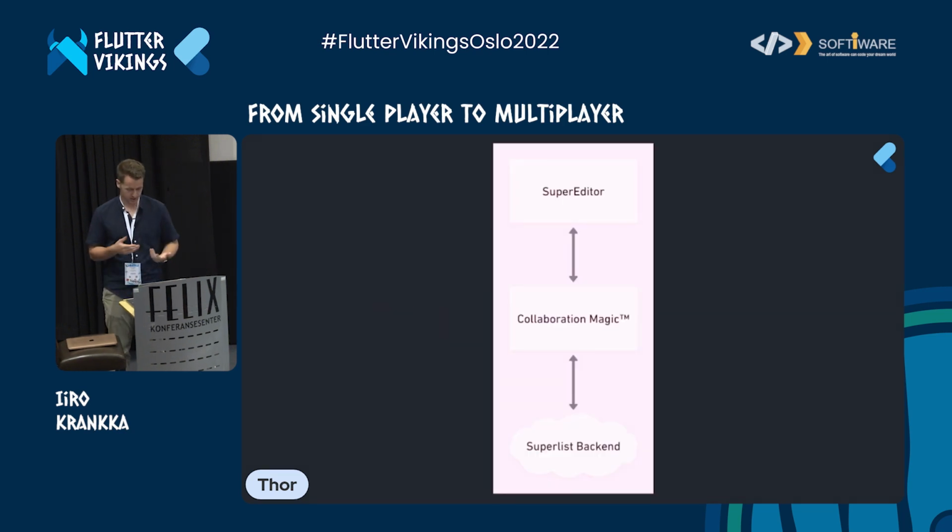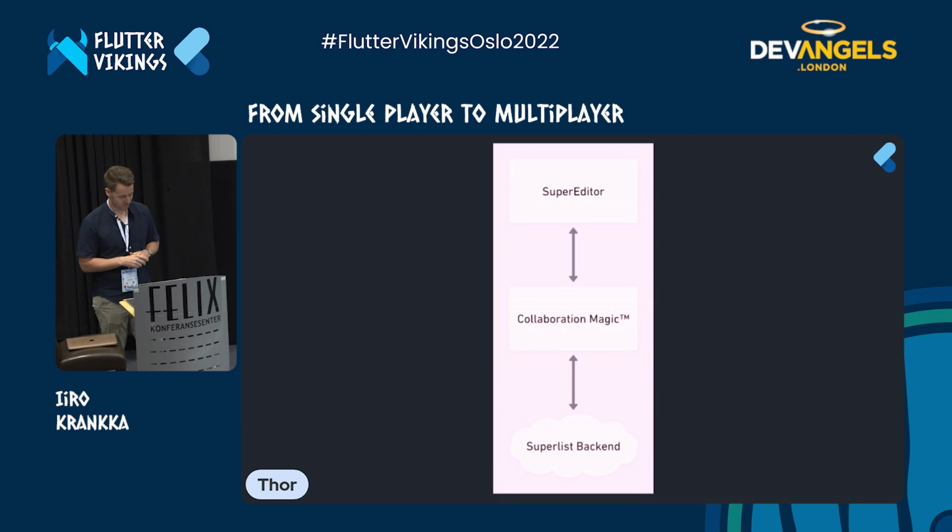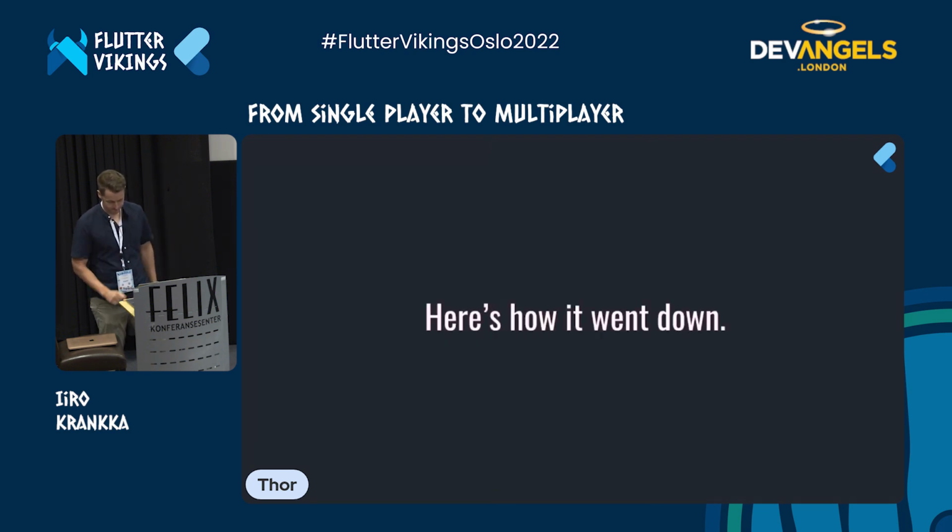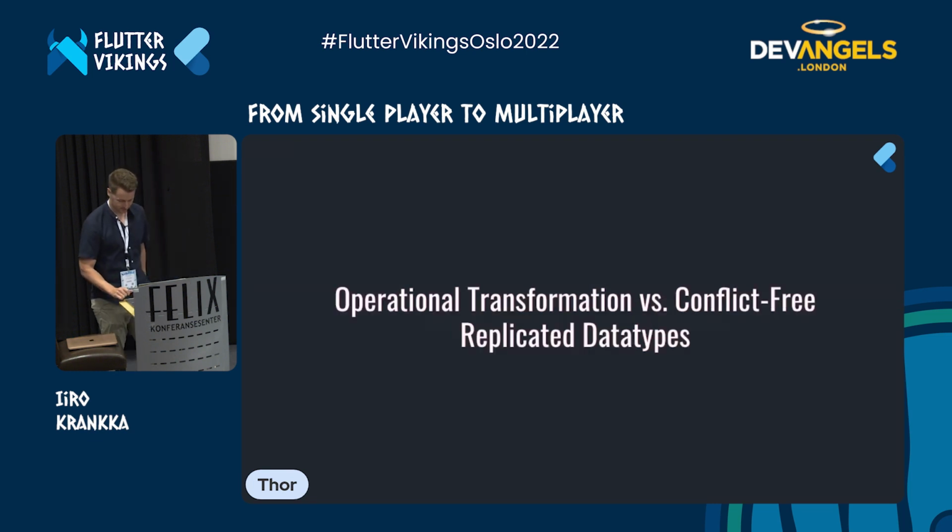And here's an amazing picture of what we needed. We have SuperEditor, then we have our backend, and in the middle we needed some kind of magic collaboration layer, TM, that would resolve this stuff so that we can type with multiple users in the same document. And here's kind of how it went down.